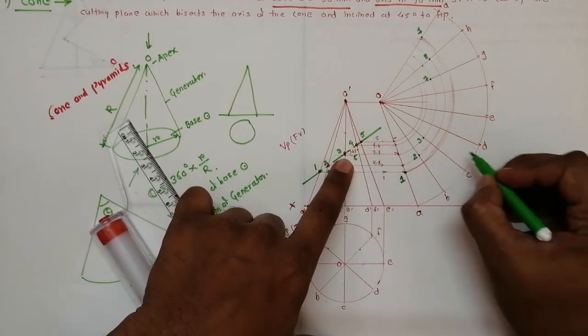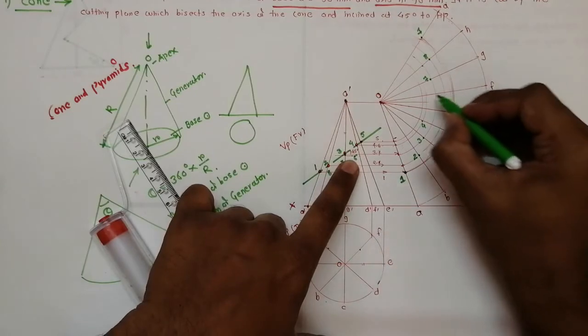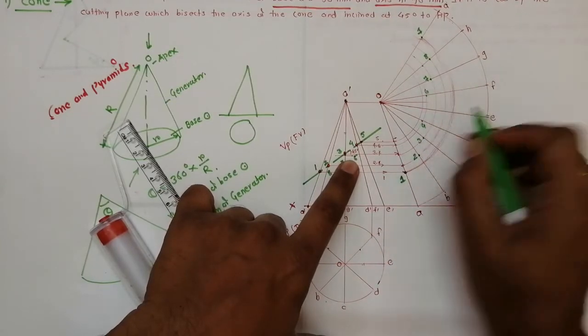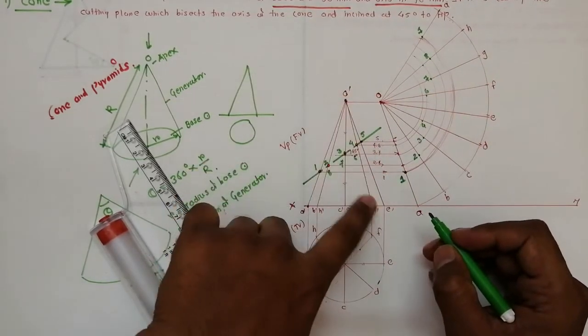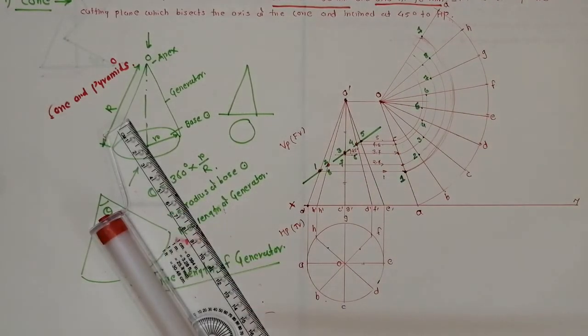So 4, this is the arc. So 4 is on D. So this is 4. 6 is on F. So this is 6 on OF. 5 is on OE. So this is 5. Okay, so we have marked the intersections.